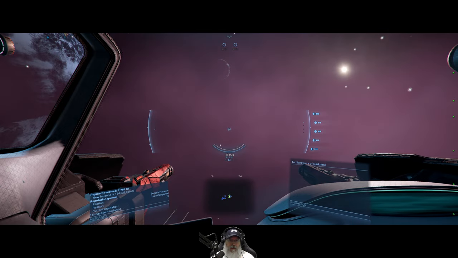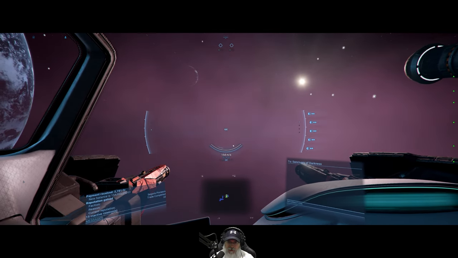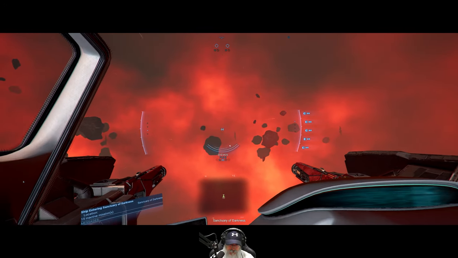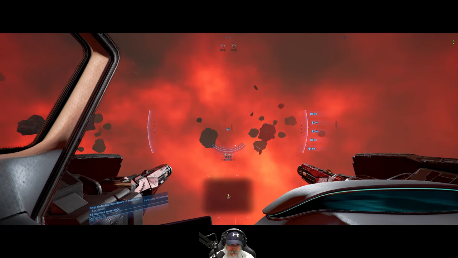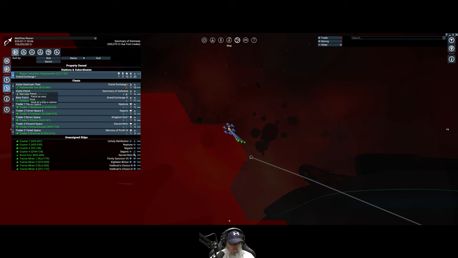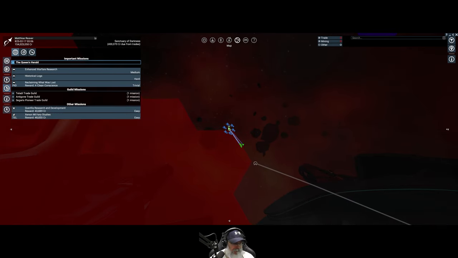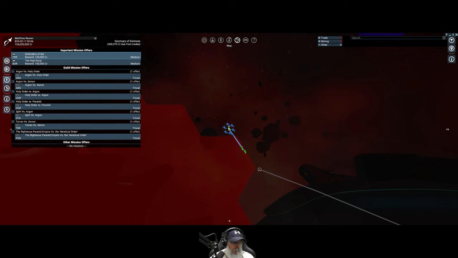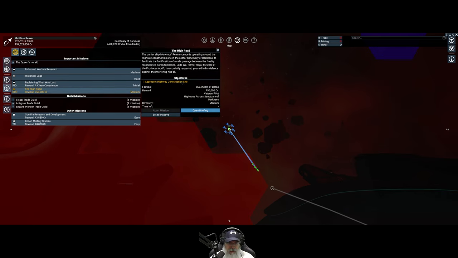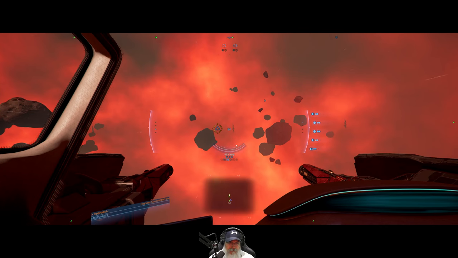Okay, guys, we are back and we're ready to go into Sanctuary of Darkness and get this quest started. Entering system, Sanctuary of Darkness. So let's go to here and we'll go to our quests. The High Road, accept. And approach the highway construction site. Oh wow, they're going to give us $750,000 for this. Nice, that's pretty good money. Okay, so let's get on over there.